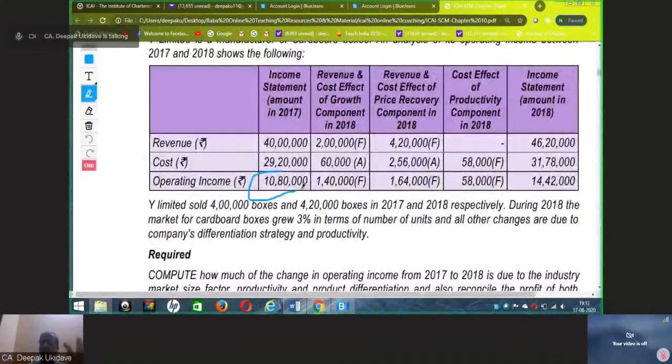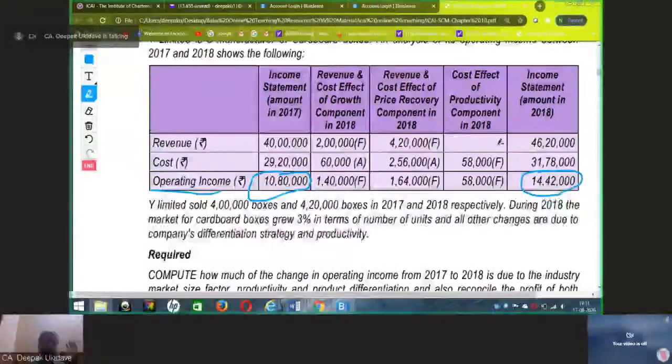So the first thing is to plot these figures in the reconciliation statement, so that you are ready with these two ends. And now you have to fit these factors, components into the reconciliation statement. And these three words are also given in the question, so you don't have to struggle. Remember, the three words are growth component, price recovery component, and productivity component. Revenue effect, cost effect, except the last one.